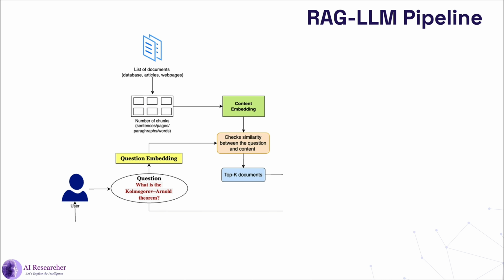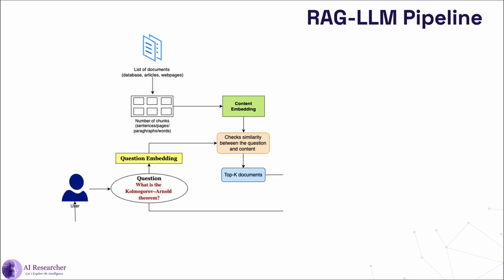And why do we need them? Why do we need to check the similarity between question and content? It's because they are going to help the LLM to answer the user's question more accurately, and that's why we need a similarity check between two embeddings.